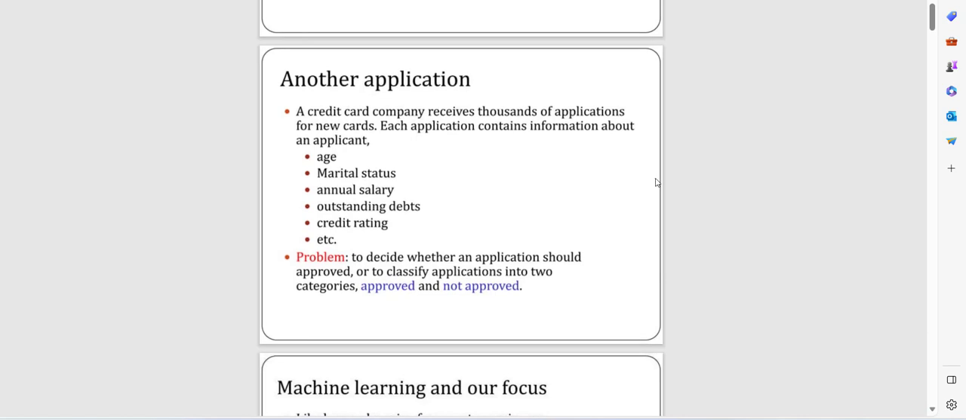Okay, so here is a second example. For example, a credit card company received thousands of applications for new cards. Each application contains information about an applicant's age, marital status, annual salary, outstanding debts, credit rating, and so on. So we need to classify applications into two categories, approved or not approved. Basically, for example, a bank has received a lot of applications, in thousands, for example 10,000, 20,000 applications, and they have to approve the loan for each of the customers.